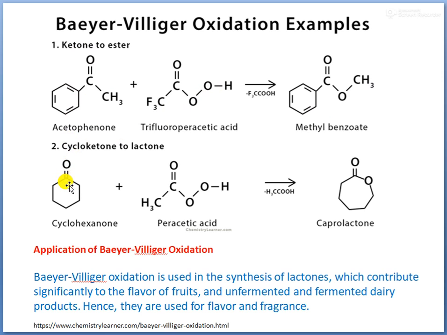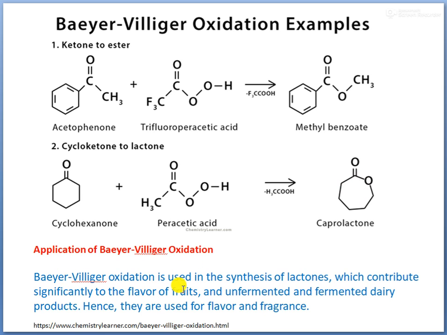Again, another example, this is cyclohexanone being converted to caprolactone. Here also the oxygen is a part of the ring. Cyclohexanone was a 6-membered ring, and the 6-membered ring is converted to a 7-membered ring. This is a lactone. So let us see the applications of Baeyer-Villiger oxidation.